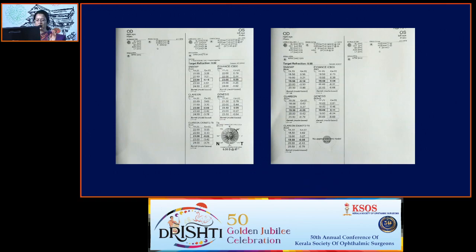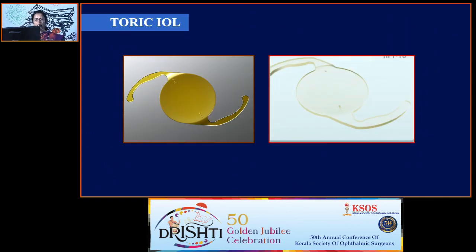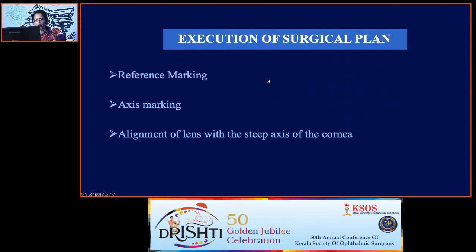If there is astigmatism and a toric IOL is needed, it will give a printout like this. It will give the power of the IOL and alignment of axis, etc. And if no toric IOL is needed, it will give a message that no appropriate lens model was found. In that case, you don't have to put a toric IOL. If you get a result like this, you don't have to think about against-the-rule astigmatism, with-the-rule astigmatism and all those things. You can straight away send the patient for counseling for a toric IOL. And this toric IOL has some marks here that should be aligned with the steep axis of the cornea.